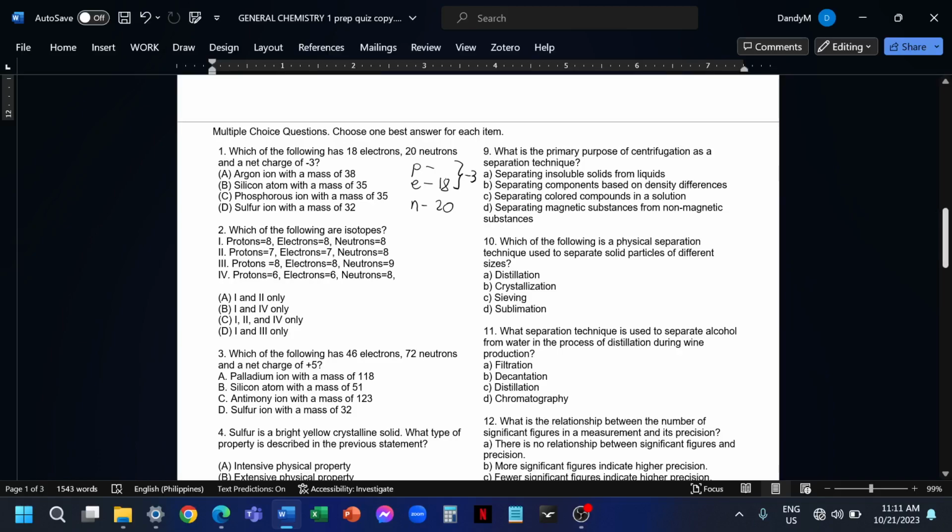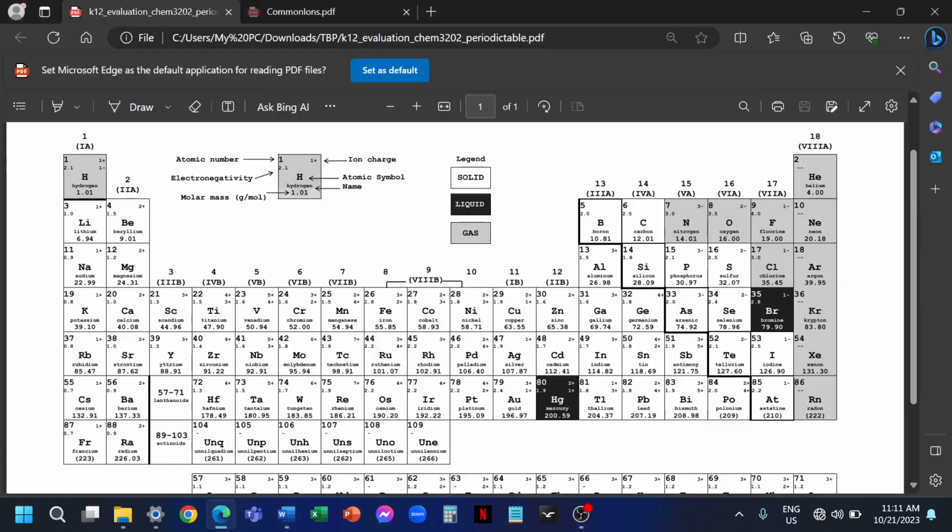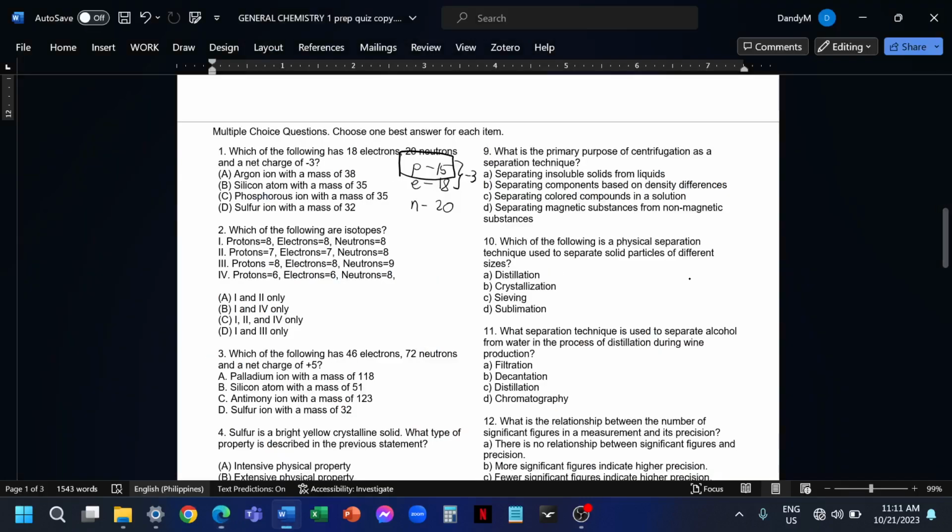So if again the total charge is -3, we have -18 coming from the 18 electrons. So what could be the number of protons here? That is positive 15, because again positive 15 plus -18 is equal to -3. So we have 15 protons, and the number of protons is equal to the atomic number. Now what element has atomic number 15? That is phosphorus. That is letter C.